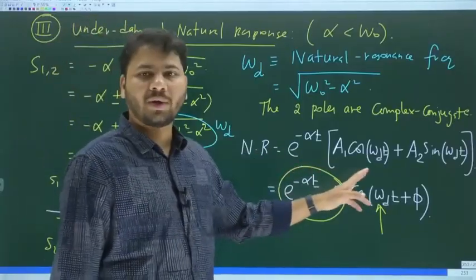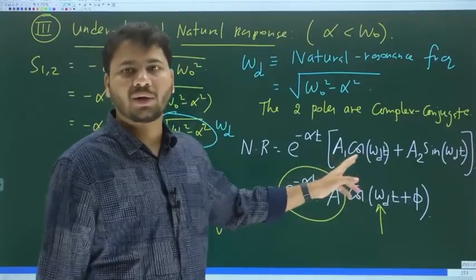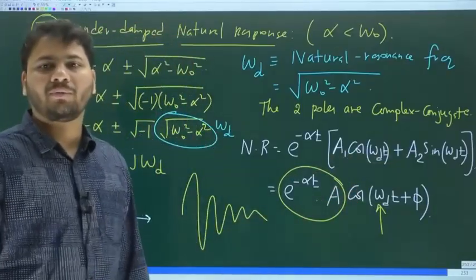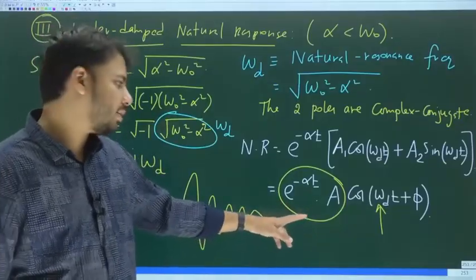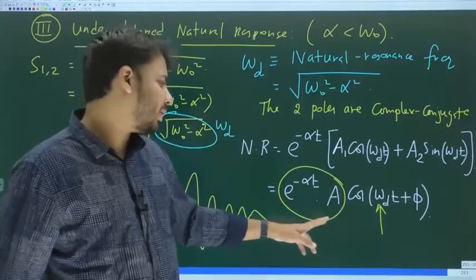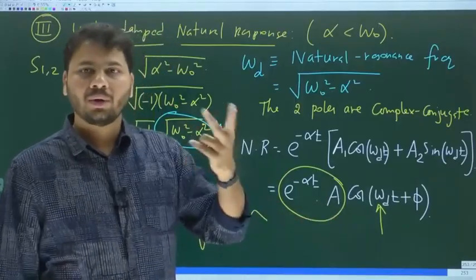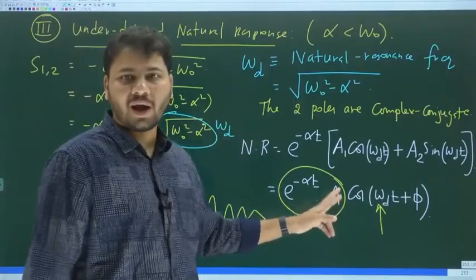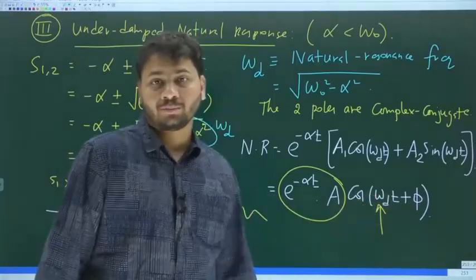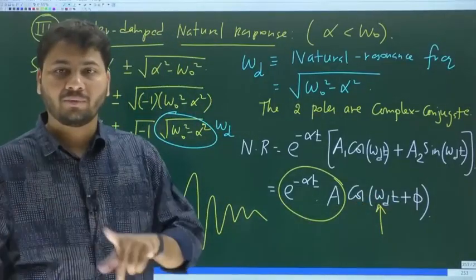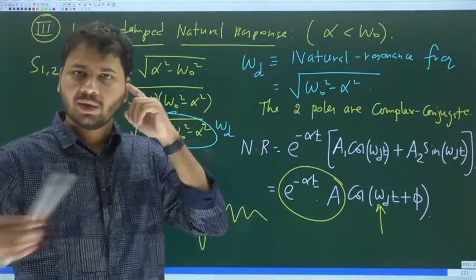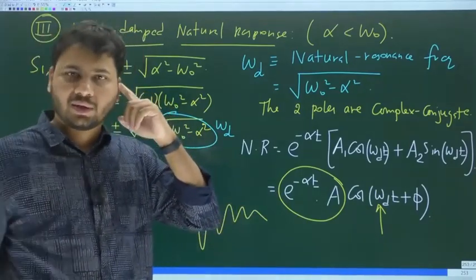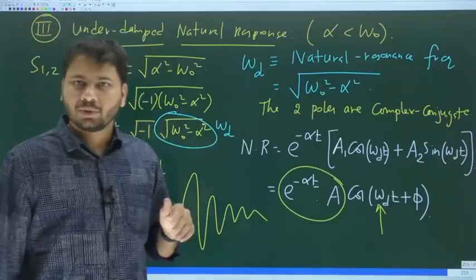So you can use either this expression or the second expression. If you look at the first expression, there are two unknowns a1 and a2, which can be found from the two initial conditions. Even the second expression, which contains only one cosine term, still has two unknowns in the form of capital A and phi. So to find the values of A and phi, again you should make use of the two initial conditions: initial current through inductor, initial voltage across capacitor.